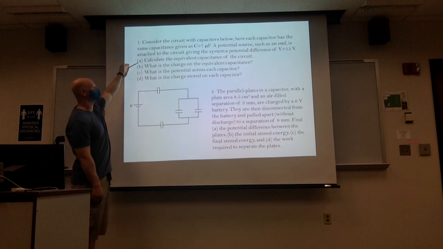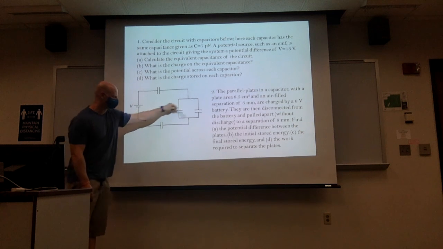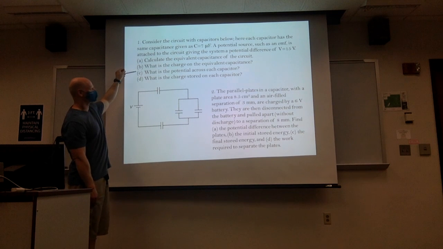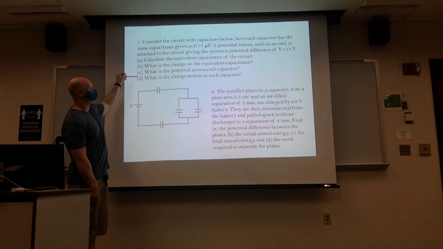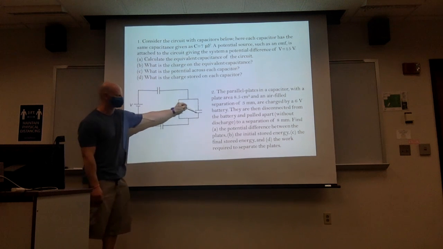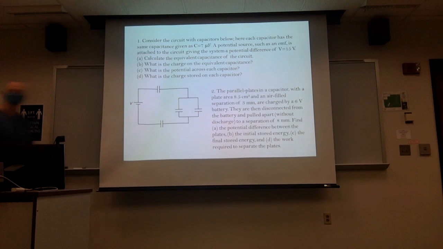So what is the equivalent capacitance of the circuit? By adding these 4 together, what's the equivalent capacitor? What is the charge on the equivalent capacitor? And then finally, what is the potential across each one of these 4 capacitors? And what is the charge stored on each one of these 4 capacitors?